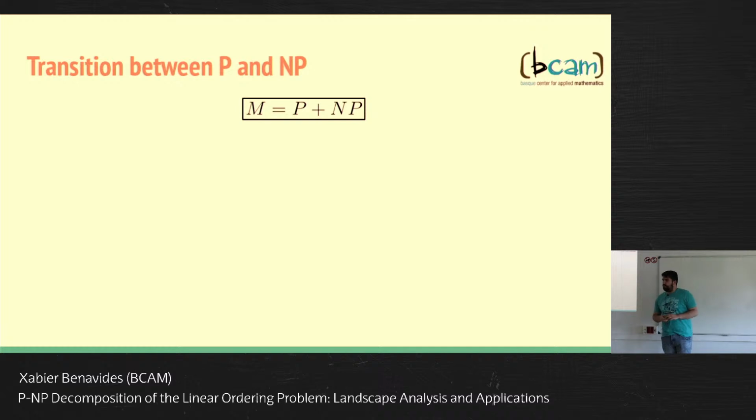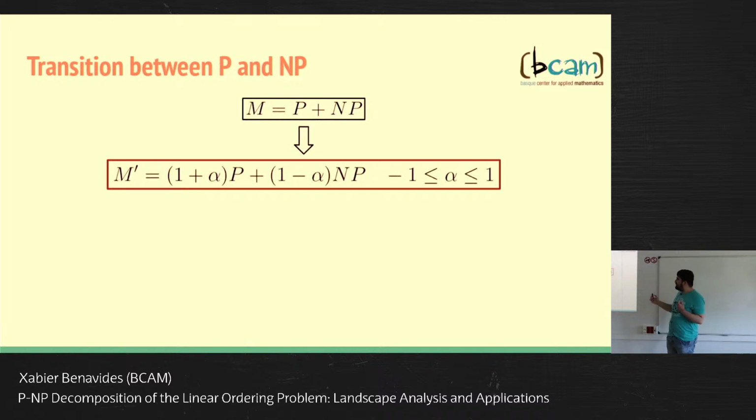So, once we have obtained the PNP decomposition of a given instance M, the next thing that we can do is to play around a little bit with these P and NP components. What we can do is to create a set of modified instances that are based on the P and NP components of the original instance, but with different proportions of the P and NP components, okay? In order to do that, we will use this expression right here, in which this alpha parameter controls the proportion of the P and NP components, okay?